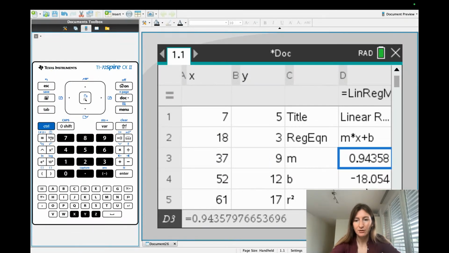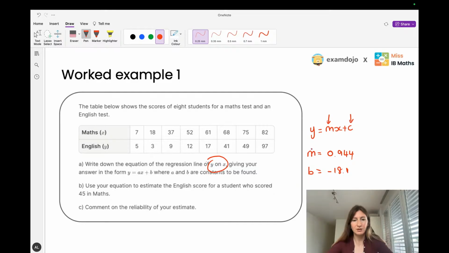So you see our M and our B and those values. They're not going to give it to you in this way. They're not going to give it all done. You have to take the M value and the B value and then put it together in the equation. So what are we going to get? For our line Y on X, we're going to have Y equals 0.944 X plus C, or in that case, B. All the same thing, just different ways of writing it. Remember that gradient is always attached to X. Then minus 18.1, that was our B, our y-intercept. All right, and there we have it. That is our Y on X equation.